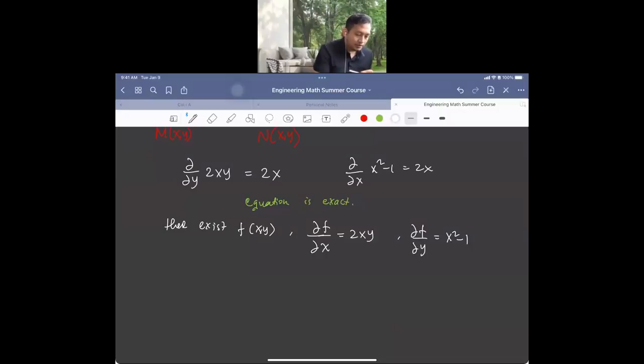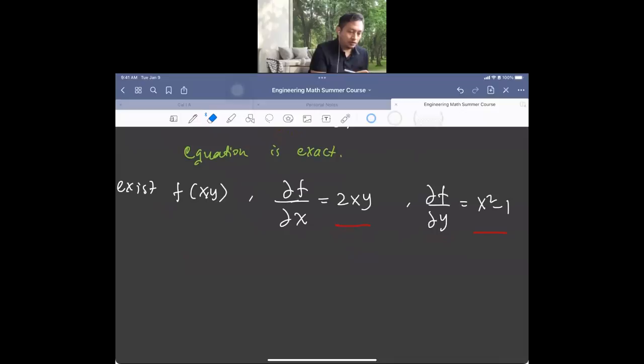Now the second step, from these equations, we can rewrite the function of x y. If we look at the 2xy and x squared minus 1, if we take the integrations, both partial x and partial y in this form are easy to be integrated. Okay, it's easy to be integrated. So if you integrate the first one, integrate with respect to x.